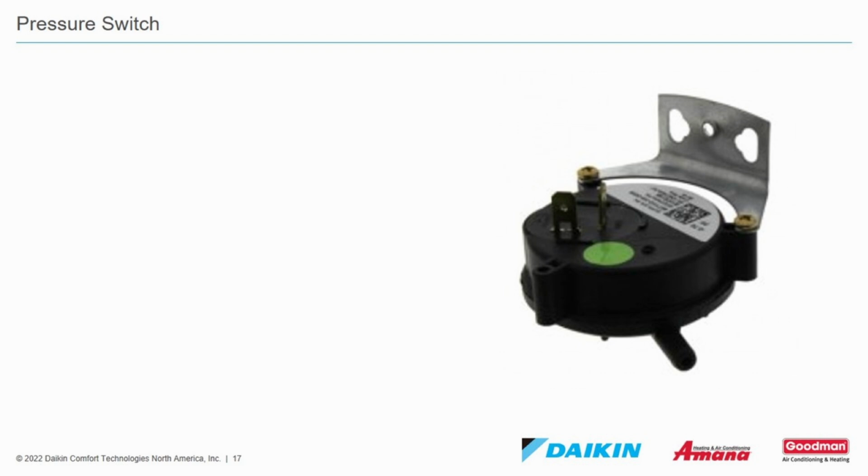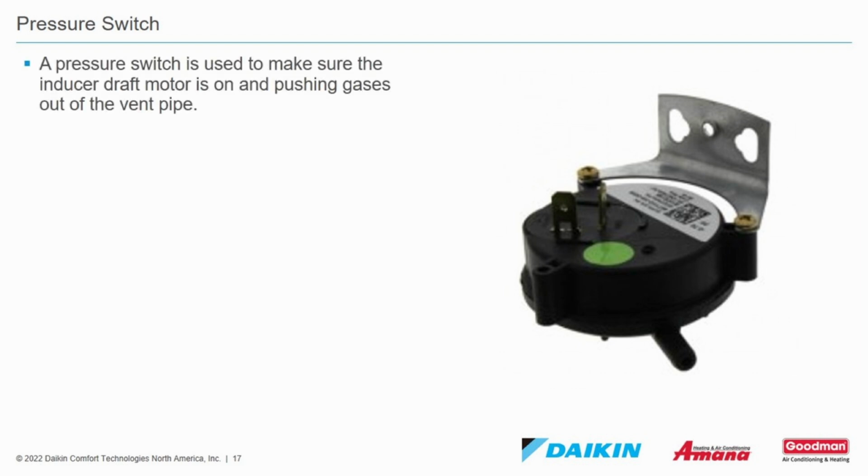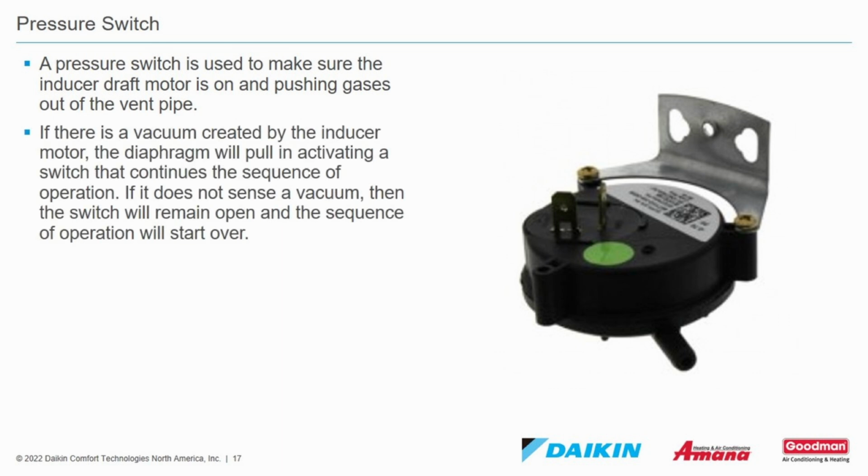The pressure switch. A pressure switch is used to make sure that the inducer draft motor is on and pushing gases out of the vent pipe. If there is a vacuum created by the inducer motor, the diaphragm will pull in, activating a switch that continues the sequence of operation. If it does not sense a vacuum, then the switch will remain open and the sequence of operation will start over.